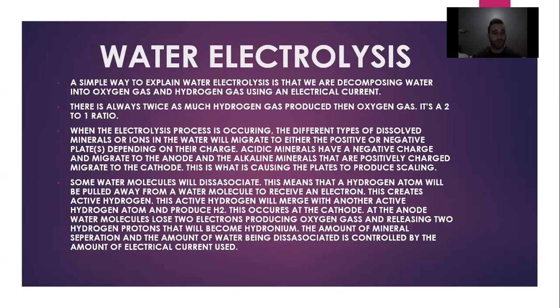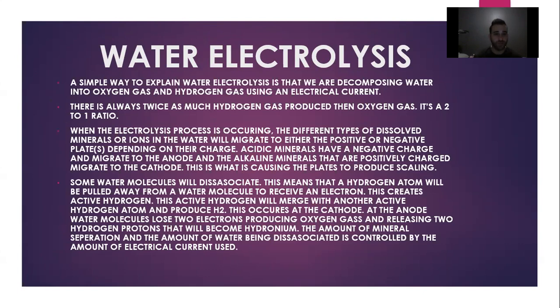At the anode, water molecules lose 2 electrons, producing oxygen gas and releasing 2 hydrogen protons that will become hydronium. Remember, hydrogen protons never stay in a liquid or substance by themselves. They will always go and attach themselves to water and become hydronium, or H3O.